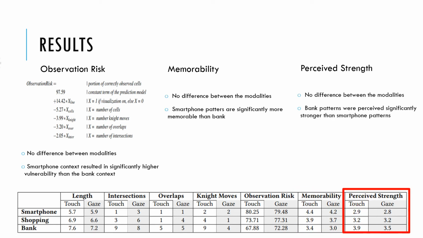We also asked participants to rate the perceived pattern strength from their perspective after creating it. We did not find any statistical difference between the strength of the patterns between gaze and touch. We found minor differences for the three scenarios between gaze and touch modalities, and we found significant differences between the scenarios, showing that the bank patterns were perceived significantly stronger than the smartphone patterns.